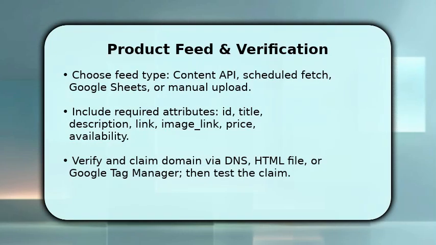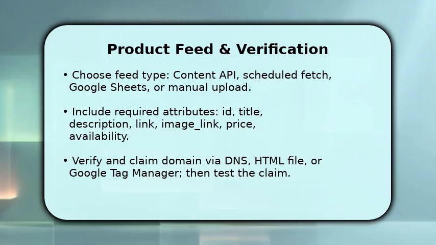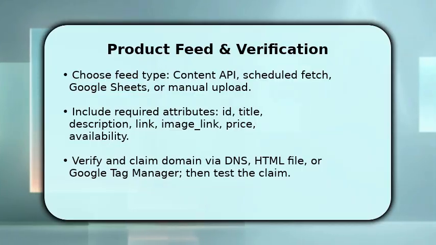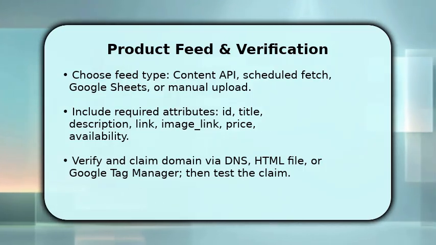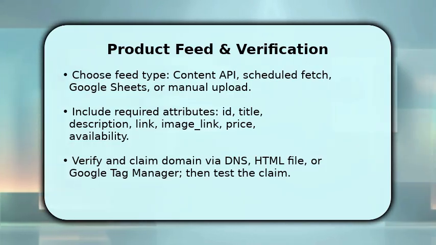First, choose the best upload method for your catalog size: Google Sheets for small catalogs, Scheduled Fetch or Content API for frequent updates. Then map required attributes like ID, title, description, links, images, price, and availability. This prevents disapprovals. Once the feed is generated, verify and claim your website domain via DNS, an HTML file, or Google Tag Manager so Google trusts your store.